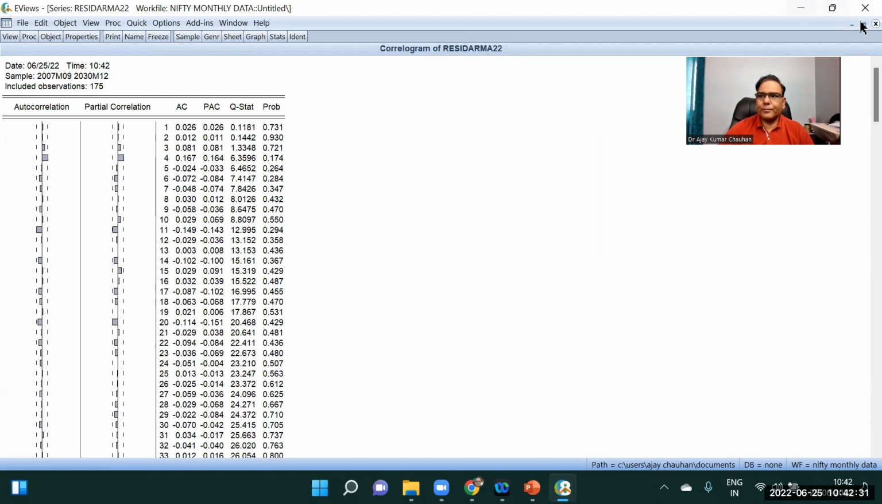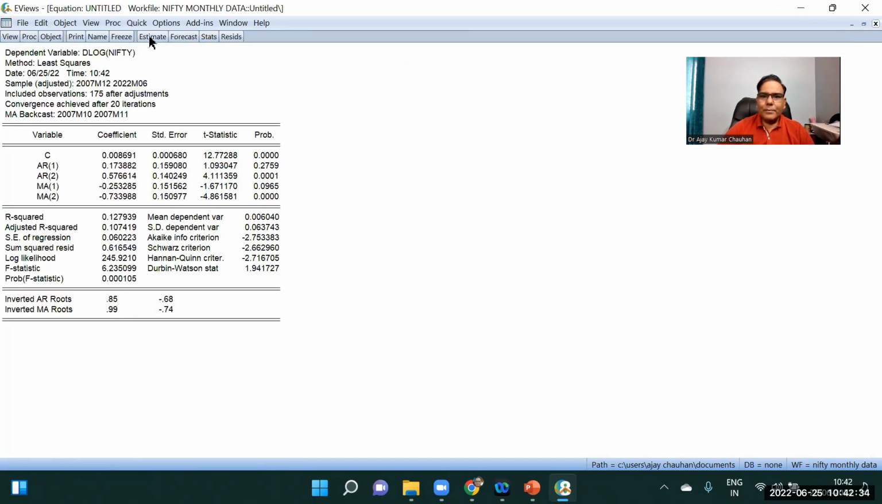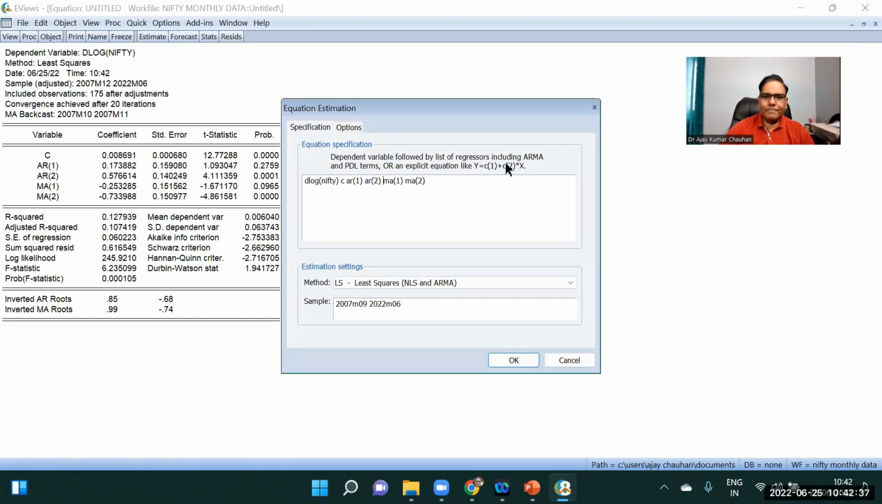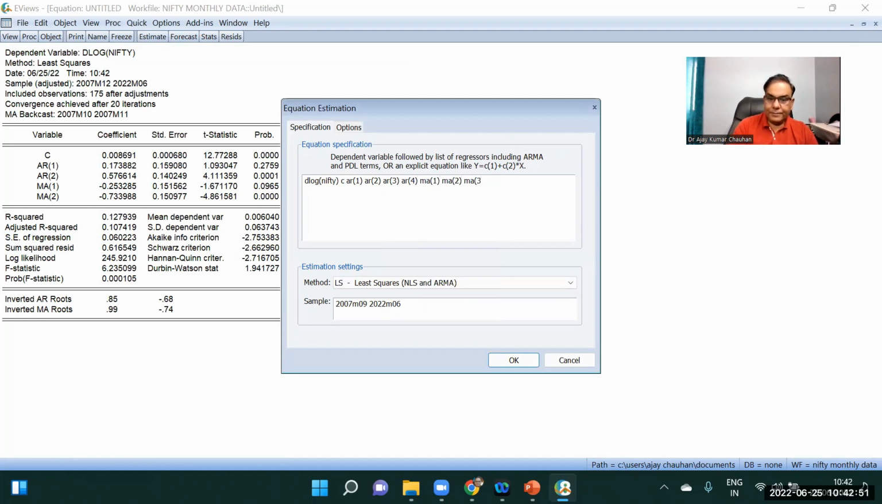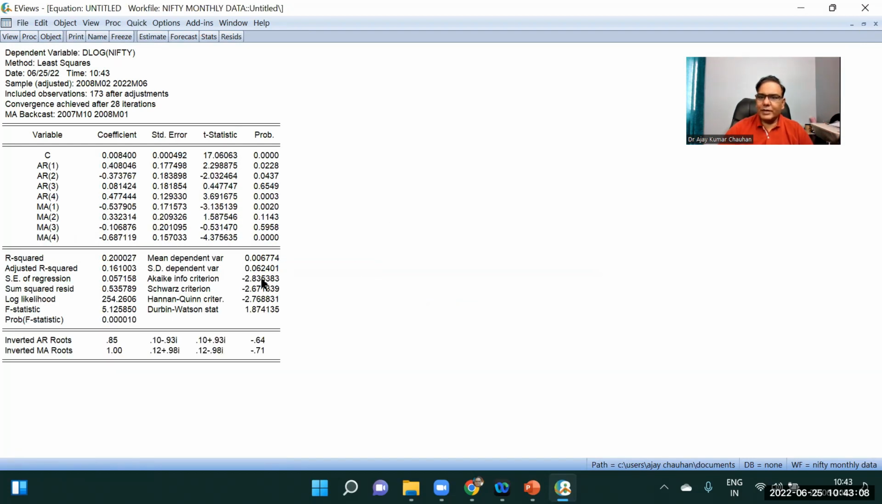So I'm improving the model by adding AR3, AR4, because up to 4, the information is significant. Similarly, I can go to MA3, MA4. So now I'm modifying the model and we'll check this value, the R square and AIC. Now it is minus 2.7375. So it is decreasing. Now it is minus 2.83. It is 20%. So we can say this model is much better as compared to the previous one.